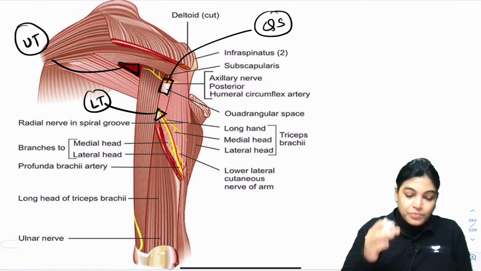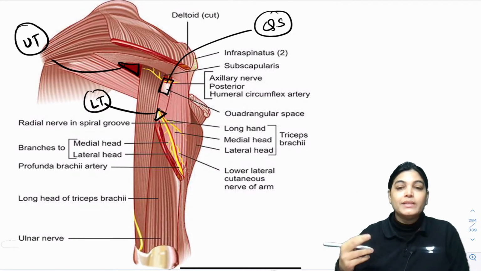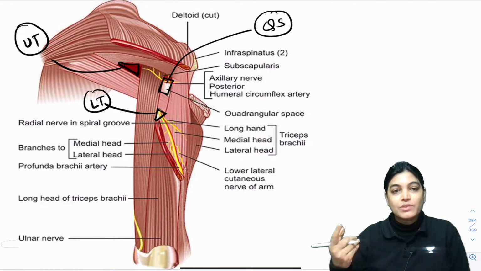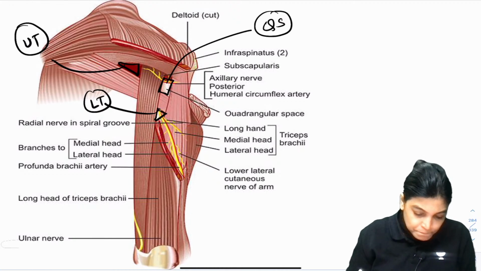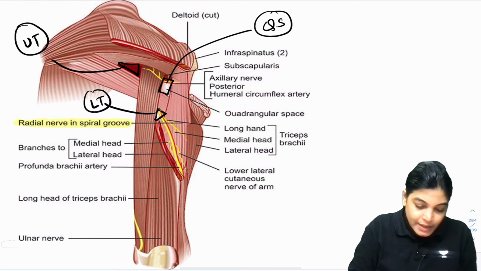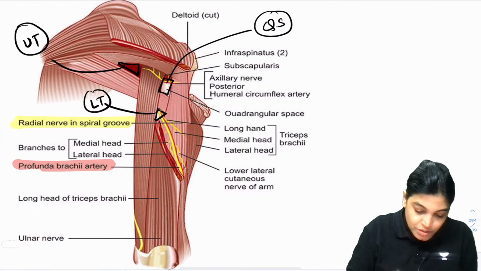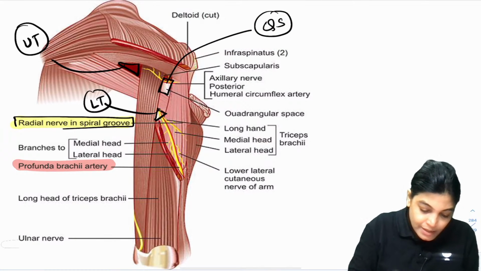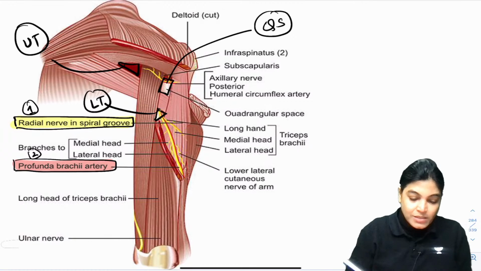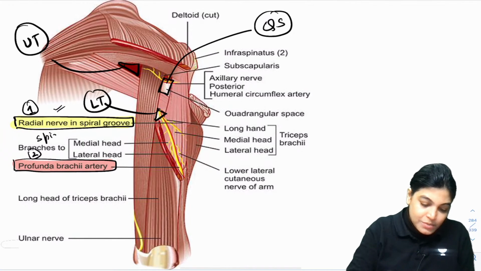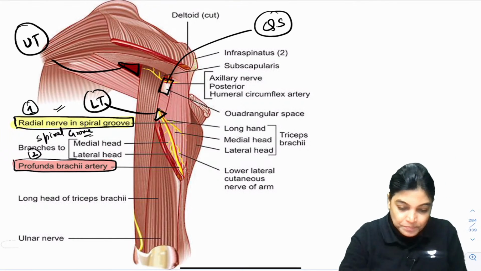Now, from this lower triangular space, 2 structures, one nerve and one artery, that is the profunda brachii artery and the radial nerve, are traversing in the radial groove. So here we see 2 structures: one is radial nerve and the other is profunda brachii artery. These 2 structures, the radial nerve in the groove and the profunda brachii artery, pass from the lower triangular space and reach the spiral groove. So, this was asked in the MCQ. Got it?